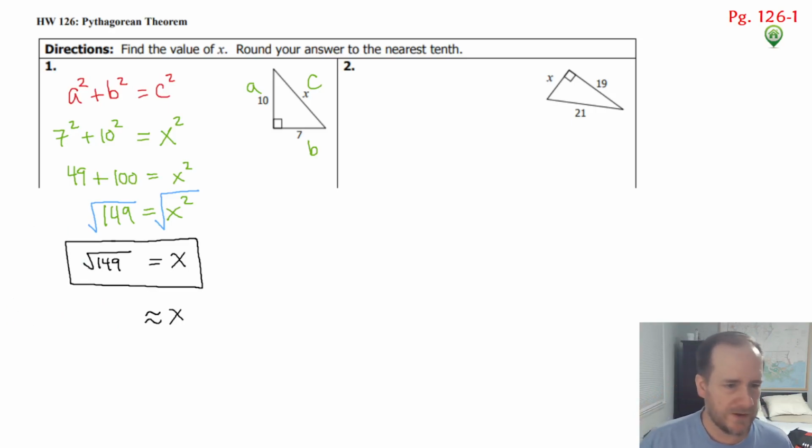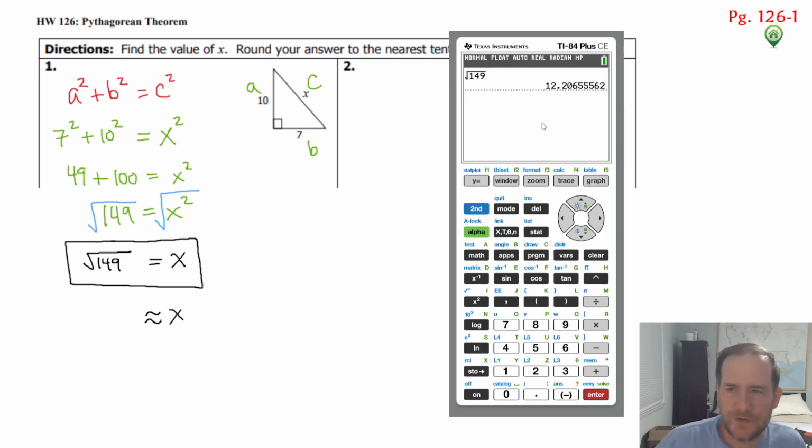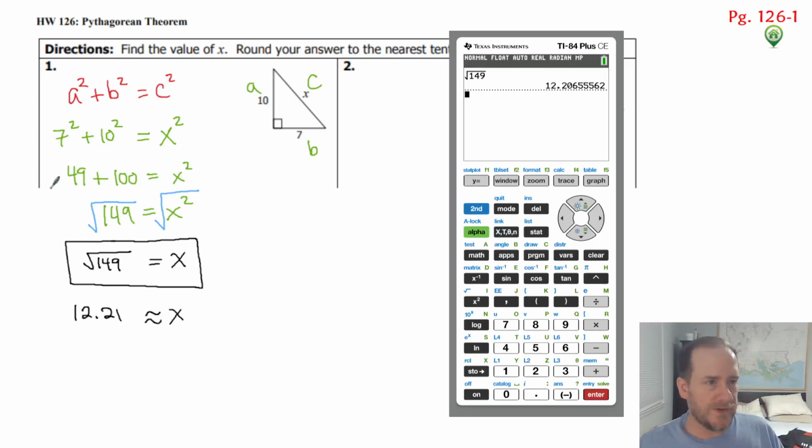But let me go grab a calculator and I'll show you guys how to do square roots. Okay, got a calculator. So square root of 149, you hit square root 149. And then if you really want to give me a decimal, you can give me 12.207. No, we're only doing 2 decimal places, right? So 12.21 would be your answer, which you put right here, 12.21. Okay, so that's number 1.